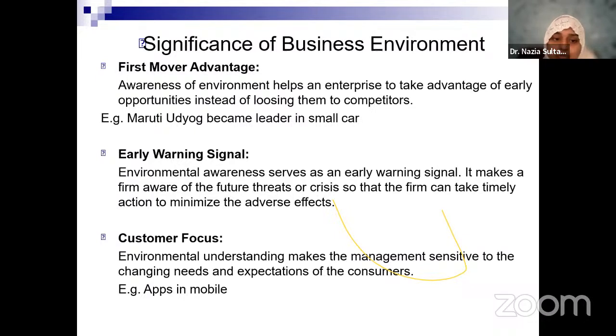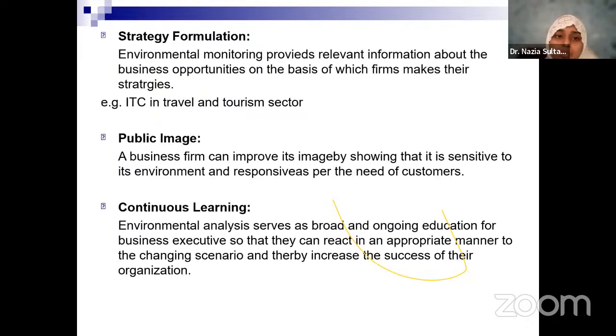An example is being given to you. So that will help. Once you know the business environment and have captured the opportunity in the environment, you will be able to move first in the market. Analysis of the business environment also signals to the business what kind of bad things may happen, giving warnings so that the damage from a threat or a crisis can be reduced for that particular business. Similarly, customer focus can be greater if you understand the business environment very well. Formulation of strategies can also be done depending upon which sector you belong to.